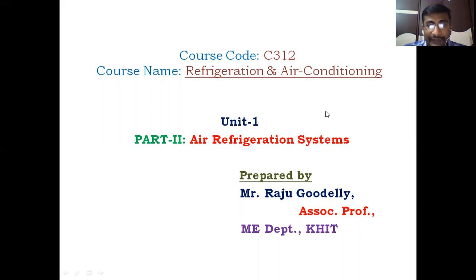In aircraft refrigeration systems, the open air Bell-Coleman cycle can be used to cool the cockpit or cabin of the aircraft. Here, we are going to study the different types of air refrigeration systems we have in the syllabus. Before going into the actual subject, what is the necessity of air refrigeration systems in aircrafts?